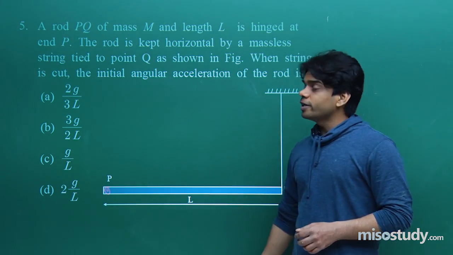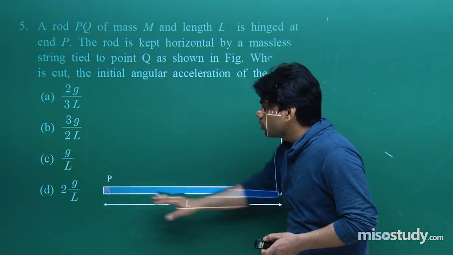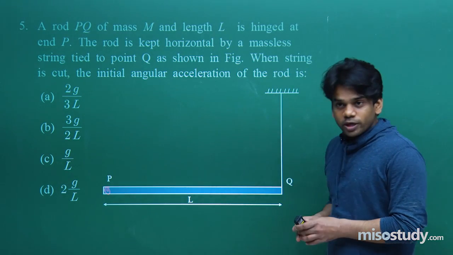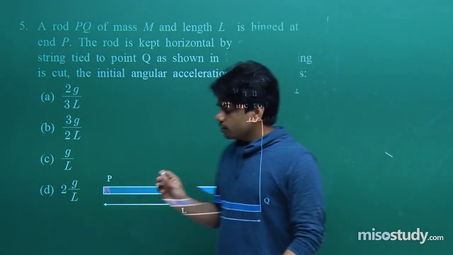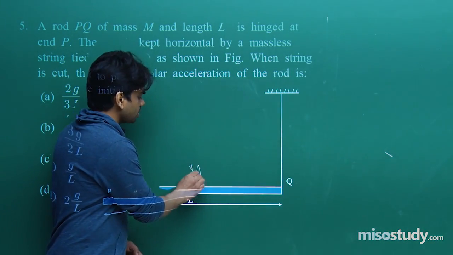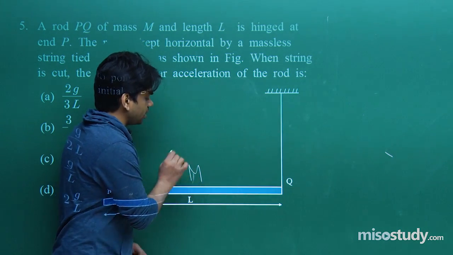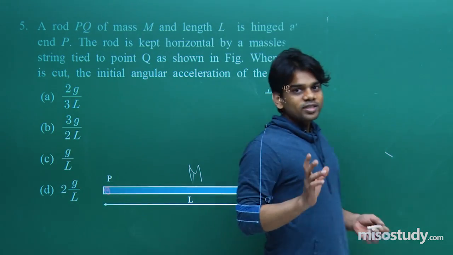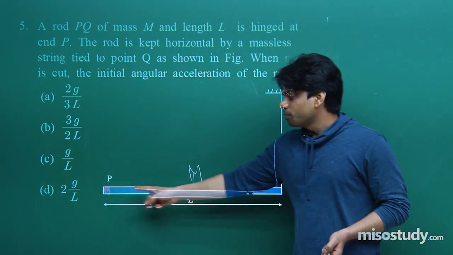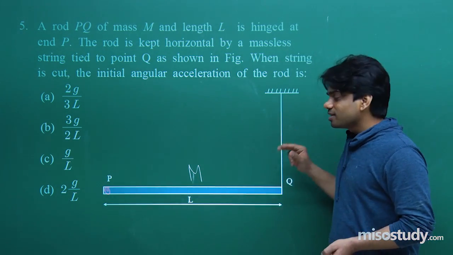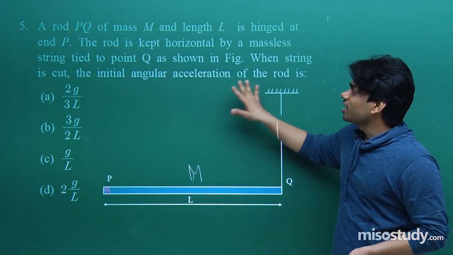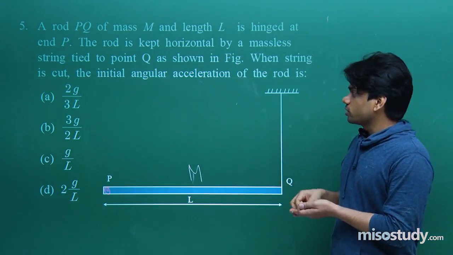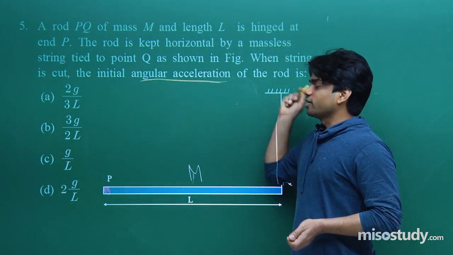Once again, I want you all to read the question and understand. We have a rod PQ. The mass is given as capital M. So let me write down the mass separately. Here we have the rod, mass M and length capital L. Now the question is saying it is hinged at this point P. That means if you cut the string, it will start coming down. And the question is asking, when the string is cut, the initial angular acceleration. This is what is required, initial angular acceleration.